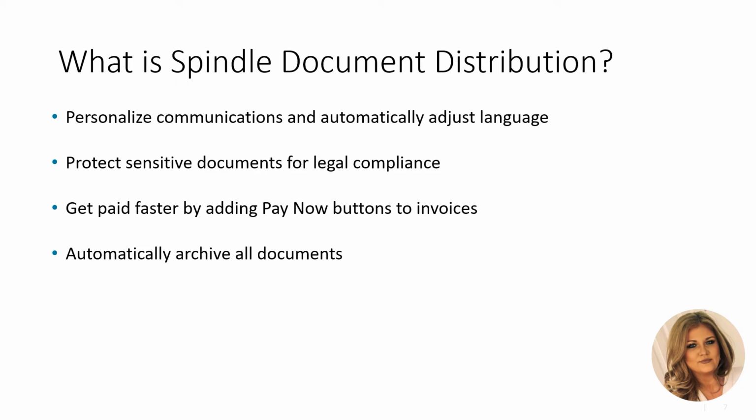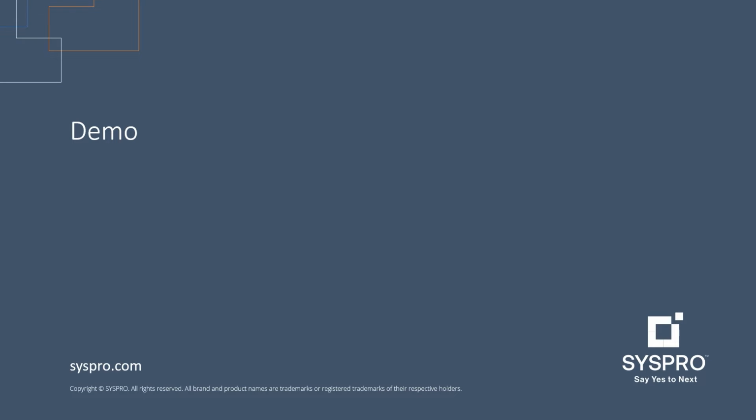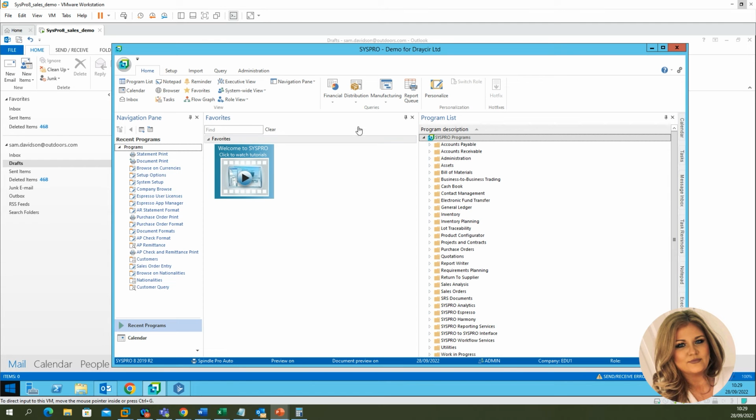And then last but certainly not least, we can automatically archive documents, whether that's in a Windows file structure, CRM or SharePoint, whatever suits your needs. And then by automating that whole distribution process, you can save around about a day a week, if not more, which is absolutely phenomenal. So let's take a look at a quick demo of Spindle.